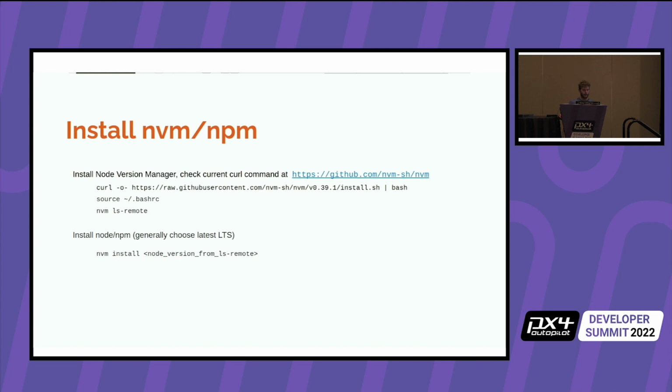I had no issues on either 22.04 or 20.04 with these commands, and you can just go to their GitHub and they have whatever the most recent curl command is. You just pipe it straight into bash, source your bashrc, and all of a sudden you can run nvm, which is the node version manager. So we can run nvm ls remote to see which versions of Node are available, and we can install any one of them with nvm install and the version number. This makes it really easy to swap between a lot of different versions.